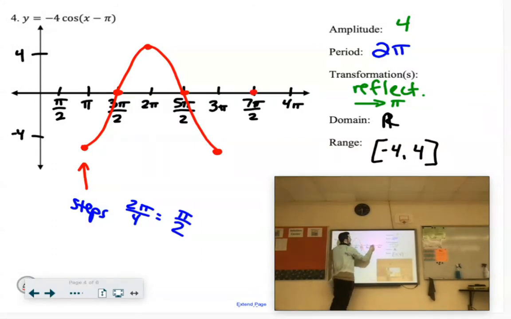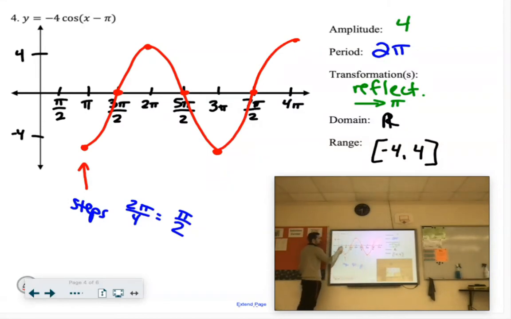Now let's continue it because we're cool. Minimum, center, maximum. If we went to the left, we're at the lowest point, and we'll go to the middle point, and we'll go to the maximum point.